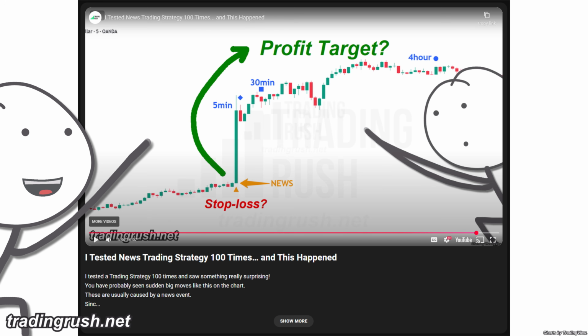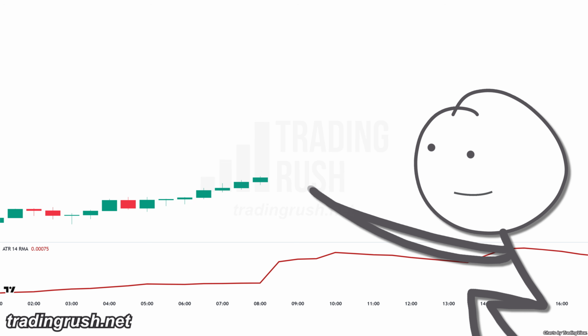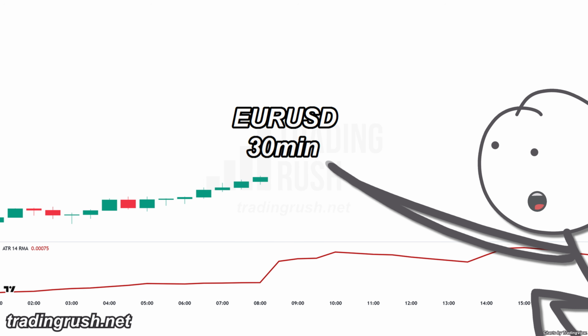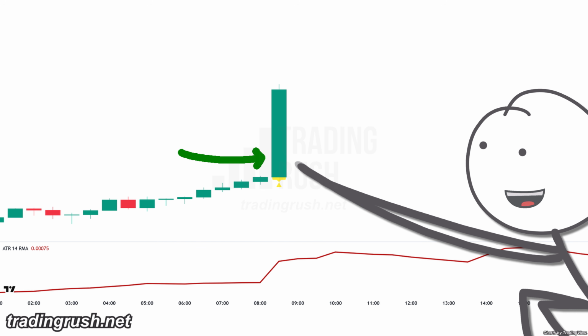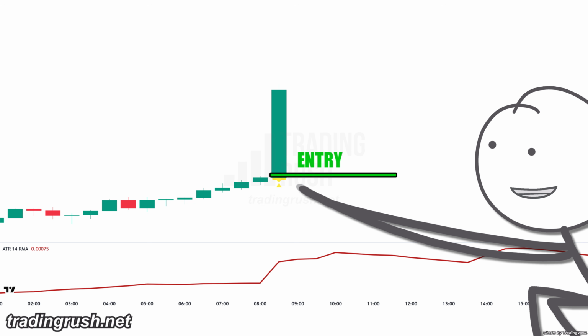Today, I want to create an entry-exit strategy around this with normal stop losses and profit targets, so we can see how much profit we can make and the win rate. Here's what I'm going to do. The time frame is 30 minutes and the chart is Euro USD. This is the candle when the CPI data was released. A very big move.